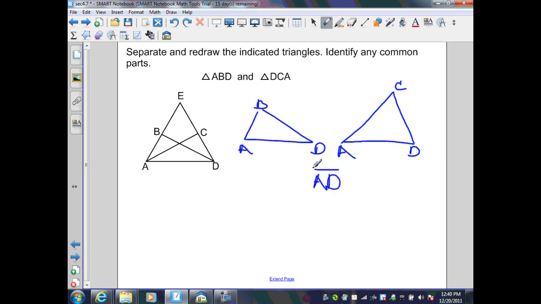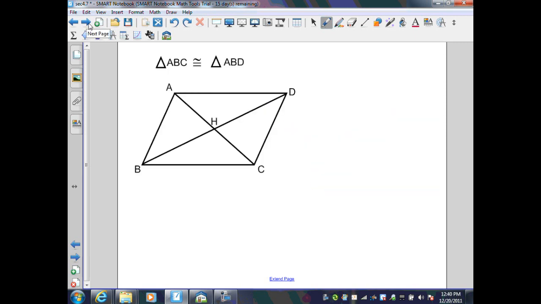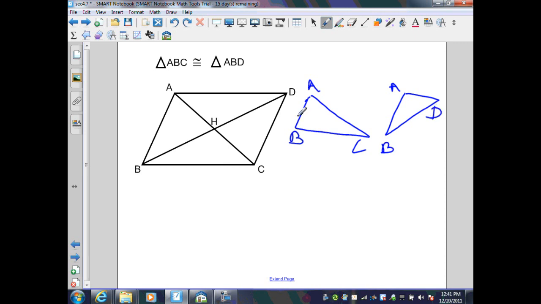Here we're given another diagram following the same directions. We're given triangle ABC. Here we have ABC. And triangle ABD. And the common part in these two triangles is segment AB.